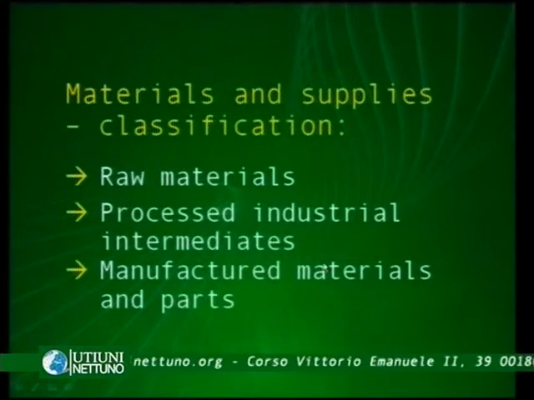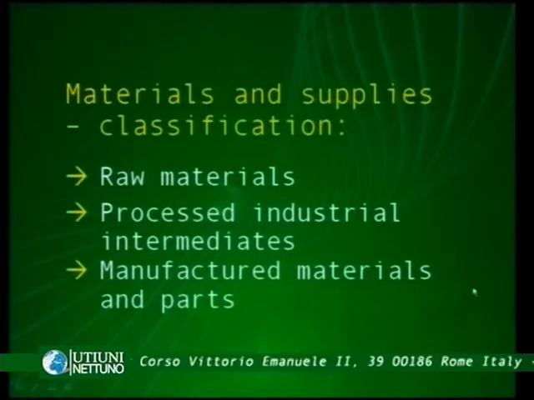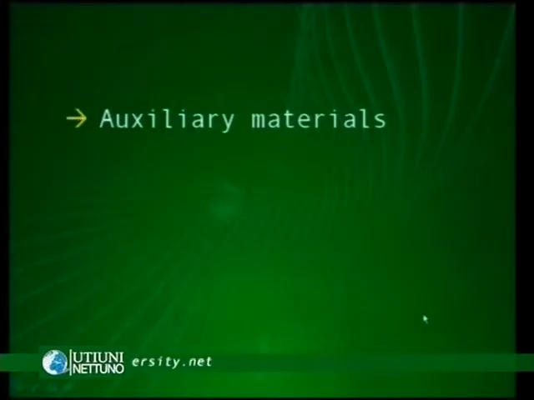Then we have manufactured materials and parts, like tires, for example, or dyes, or any artifact which, together with other parts, is just a component of a complex final product. Then we have the so-called auxiliary materials, which are incidental to the production process. So, for example, lubricants, oils, and solvents that could be used in the production process without being the core elements of the product itself.